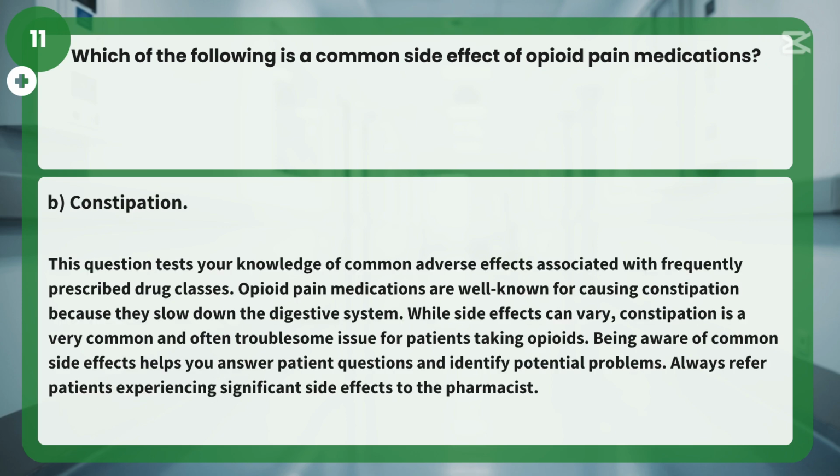Answer: B. Constipation. This question tests your knowledge of common adverse effects associated with frequently prescribed drug classes. Opioid pain medications are well known for causing constipation because they slow down the digestive system. While side effects can vary, constipation is a very common and often troublesome issue for patients taking opioids. Being aware of common side effects helps you answer patient questions and identify potential problems. Always refer patients experiencing significant side effects to the pharmacist.